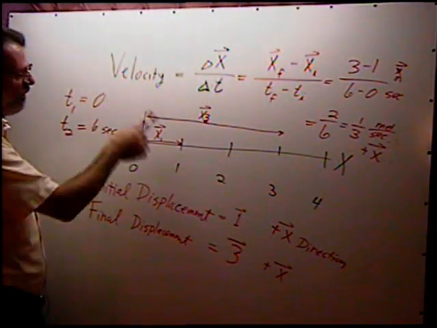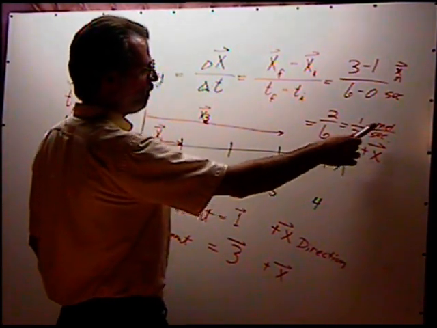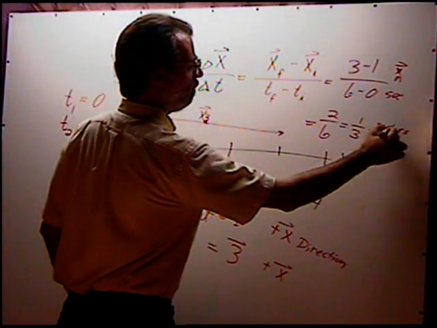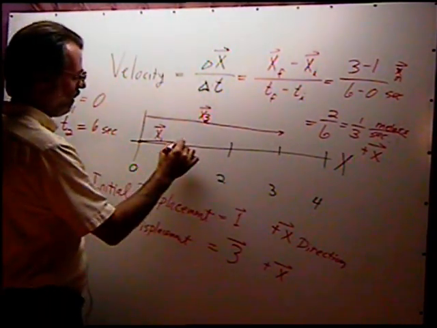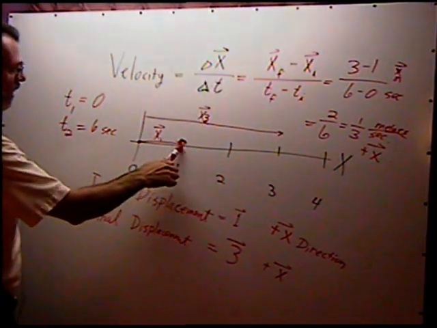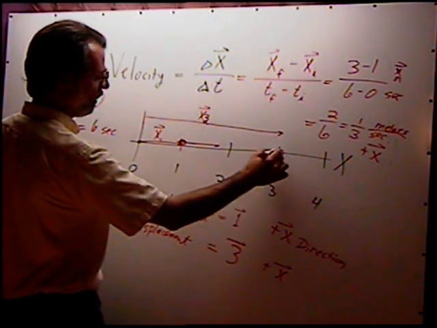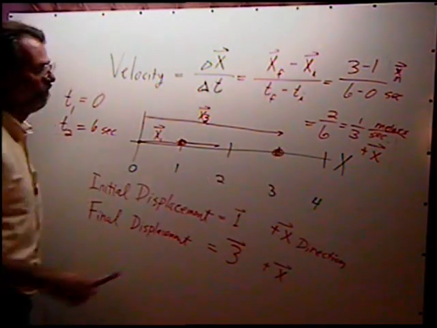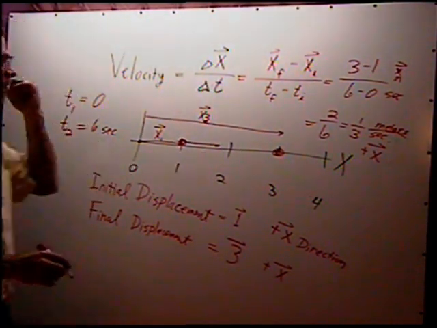So my velocity in this case would be 1/3 meters per second. Say it's a ball. It's starting here at t equals 0, and it's rolling, it's traveling, and at t equals 6 seconds, it's right here. So the ball is moving.